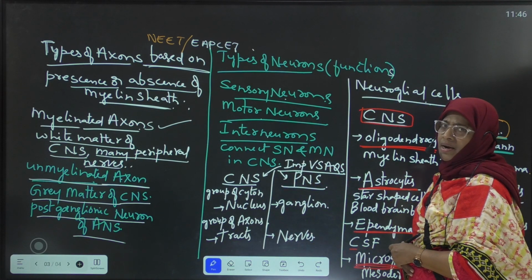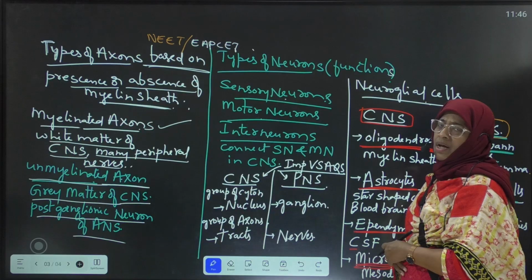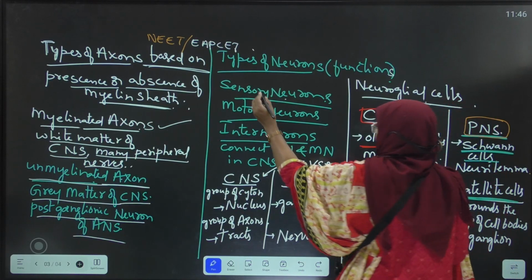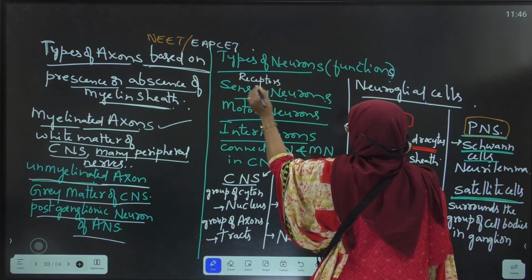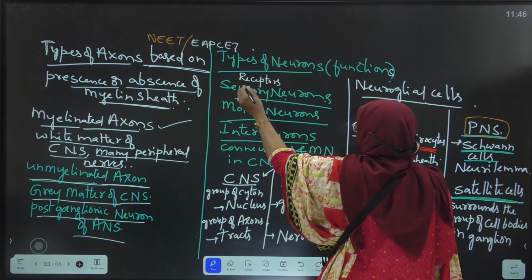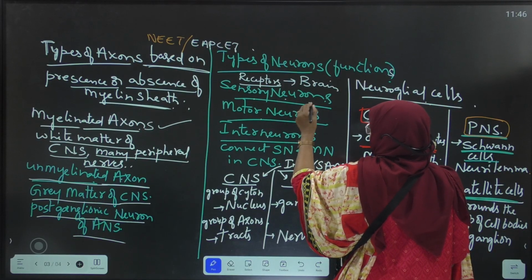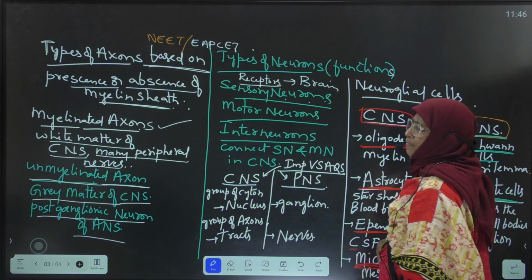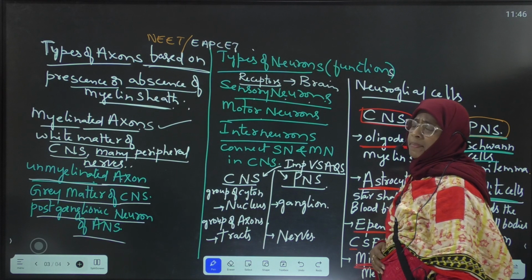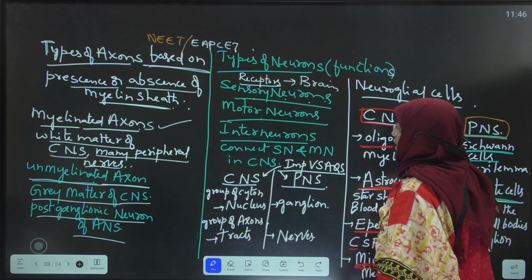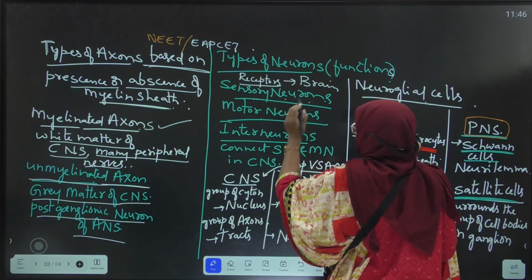First, about sensory neurons. This sensory neuron carries impulses from sense organs or receptors to the brain. They carry impulses or information from receptors to the brain or central nervous system. Hence, they are called sensory neurons. The neurons which carry impulses from receptor organs to the brain. Receptors means sense organs. Hence, they are called sensory neurons.